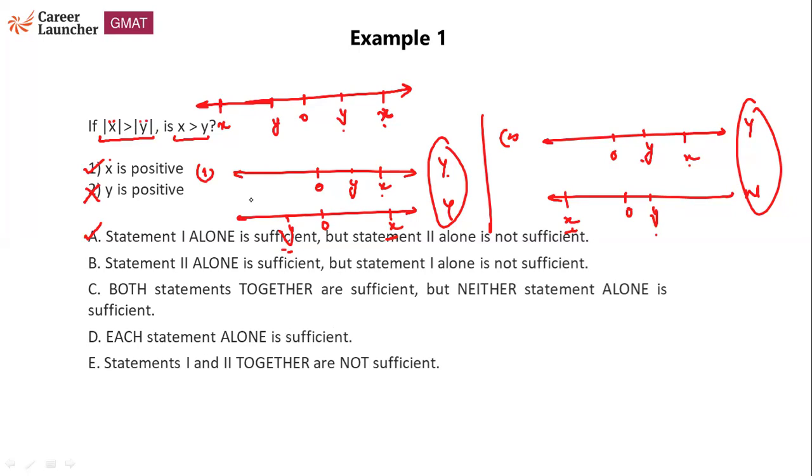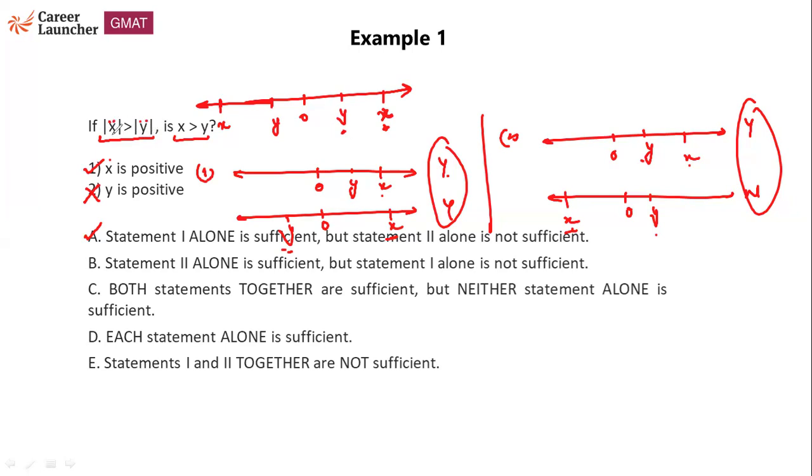The question says if x modulus is greater than y modulus, which means x is greater than y, right? That only holds when x is positive and y is also positive. But why? Because the value of the modulus will always be positive, so inside we don't know. We cannot say only about the positive.